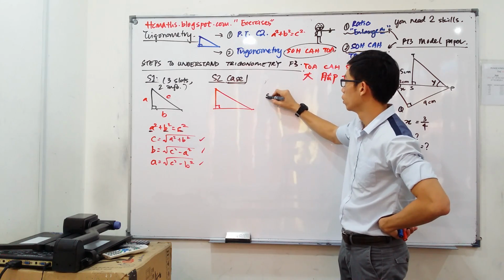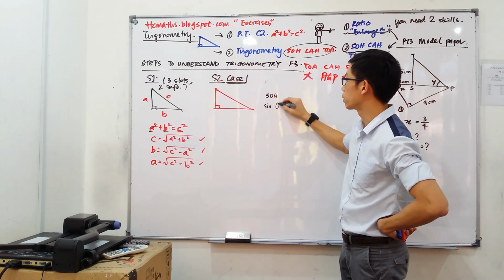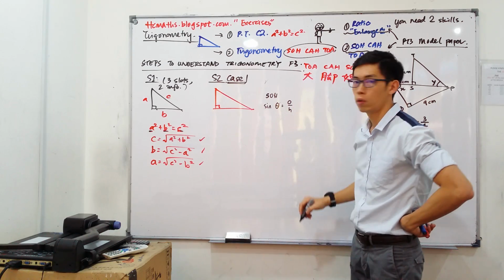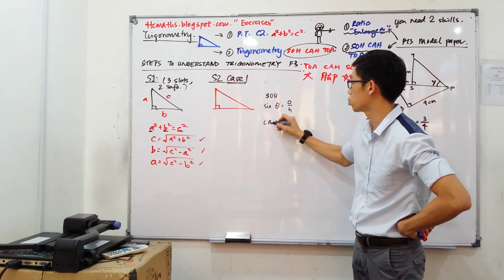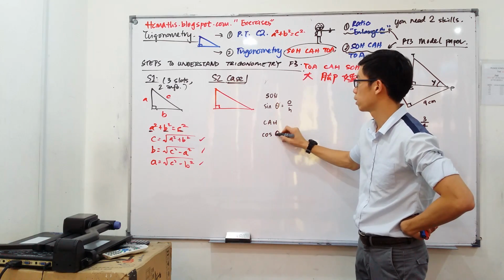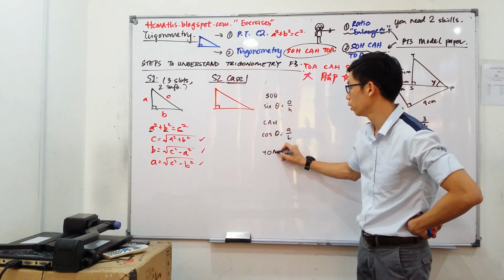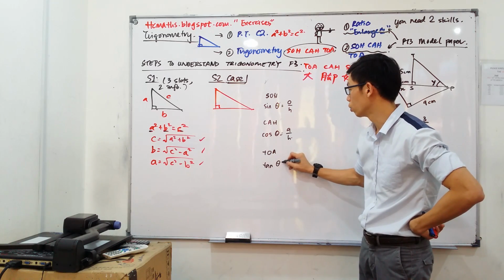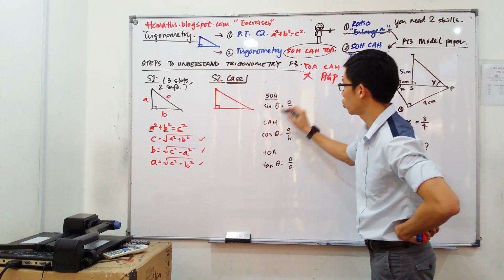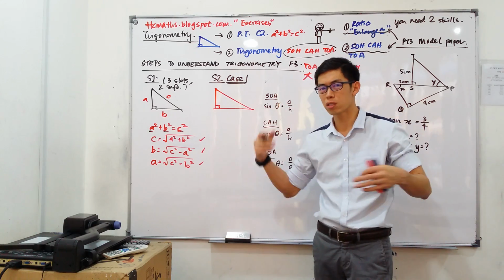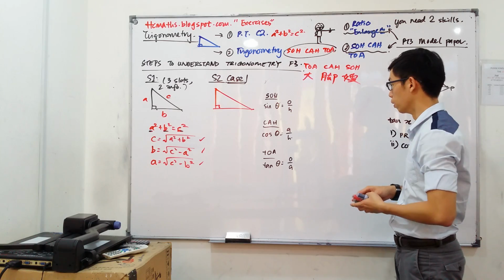SOH works this way. If you break it down, SOH indicates sine theta equals opposite over hypotenuse. And if you look at this CAH over here, just write here CAH, it indicates cos theta equals adjacent over hypotenuse. And you can see your TOA indicates tangent theta equals opposite over adjacent. So look at these 3 cases over here: your SOH, CAH, and TOA. So it's just a way of memorizing the sequence of the formula.